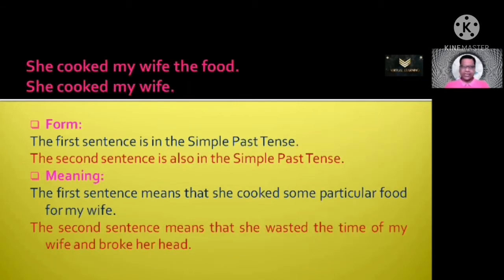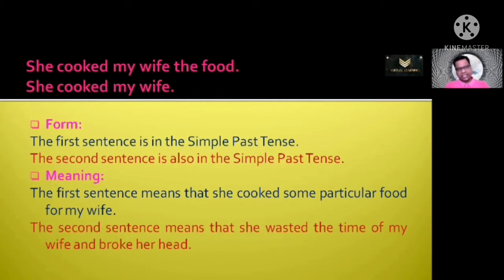Another pair of sentences here. She cooked my wife the food. Second one is, she cooked my wife. See, these two sentences are really very humorous. The first sentence is in the simple past tense because you have cooked. To cook is the infinitive form, cooked is the V2. So that's why this particular sentence is in the simple past tense.